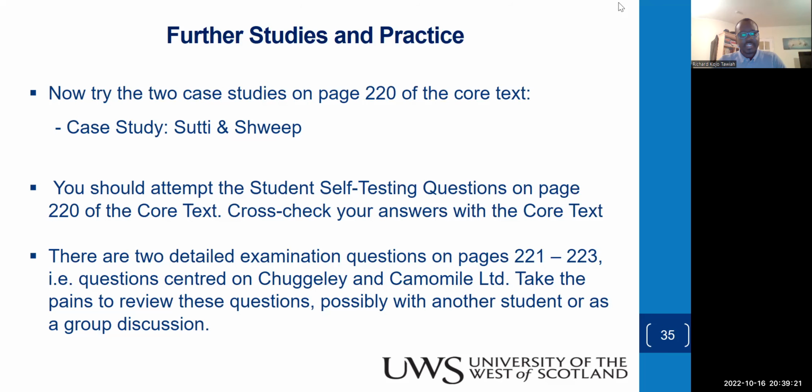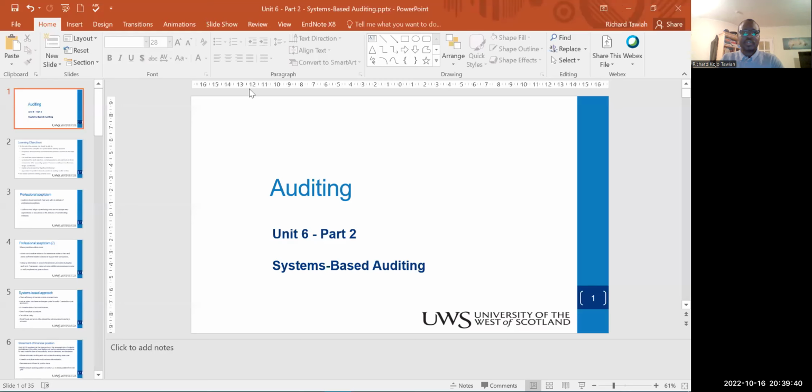Take a good look at the case study. Self-testing questions on page 220. There are some detailed questions on pages 221 to 223, centered on Chagley and Chamomile Limited. Take time to review this. System-based auditing is important. We can never look down upon that. We've gone past. There's a detailed one, and I leave it for you to review. No further comments on this one. Please read. Take the books, visit the libraries, use the textbooks. You cannot just rely on the slides.